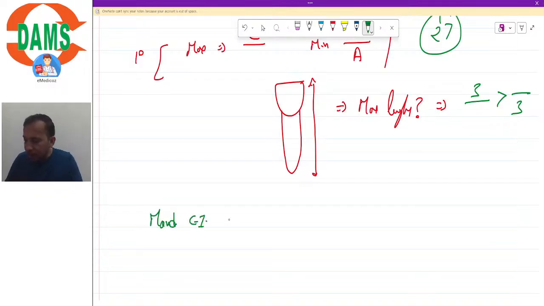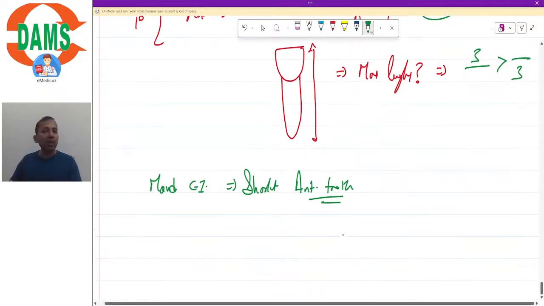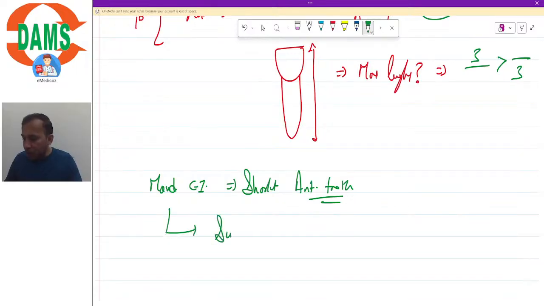Mandibular central incisor is the shortest anterior tooth. It is not the shortest tooth in the dentition, it is just the shortest anterior tooth. But the mandibular central incisor is the smallest tooth. Now here I have not written anterior because it is the smallest tooth in the overall dentition. It is the shortest anterior tooth, but it is the smallest tooth, right.